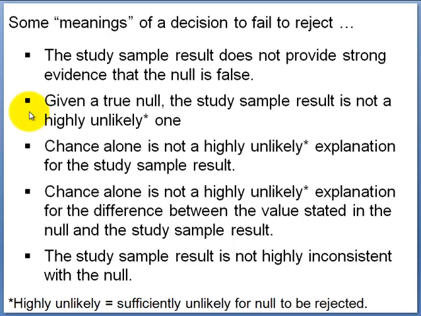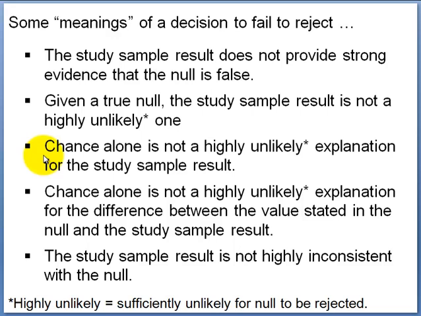And when you fail to reject the null, in essence that means that the study result is not a highly unlikely result given a true null. So if the null were true and you're failing to reject, that happens in a situation where you might well obtain your result given a true null. Your result is not an unlikely one given a true null. And similarly, when you fail to reject the null, chance alone is not a highly unlikely explanation. The idea is your result may well be due to chance alone.